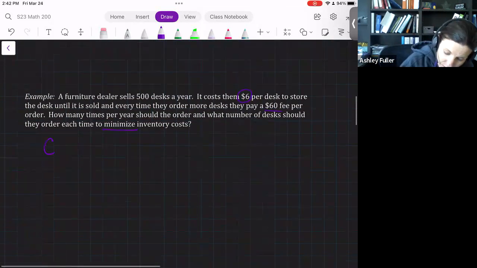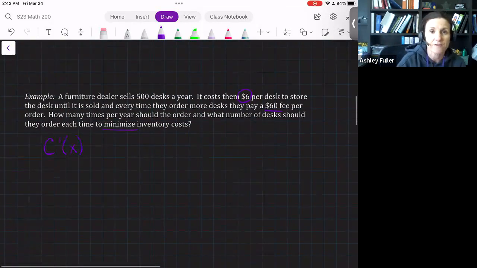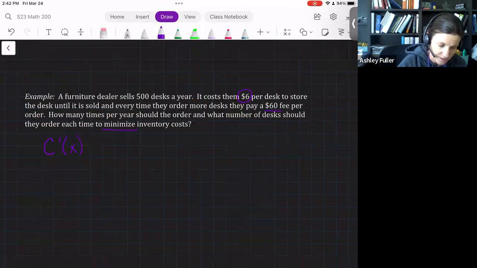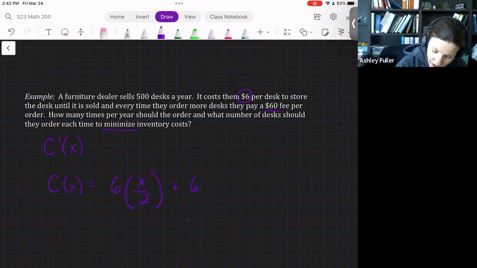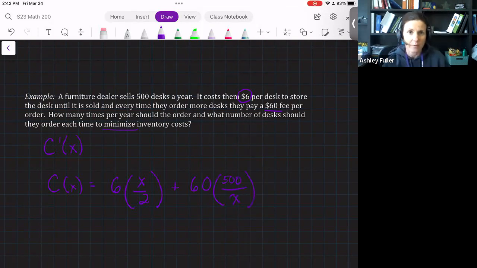And so eventually what we know is we're going to want to take the first derivative of this cost function. As already mentioned, the cost function is calculated by the cost of the storage, which in this case is $6, times the number of items, which is our average inventory, plus we take the shipping cost, or in this case, the flat delivery fee, times the total number of items that we're going to order, divided by the number that we order each time, or that lot size.